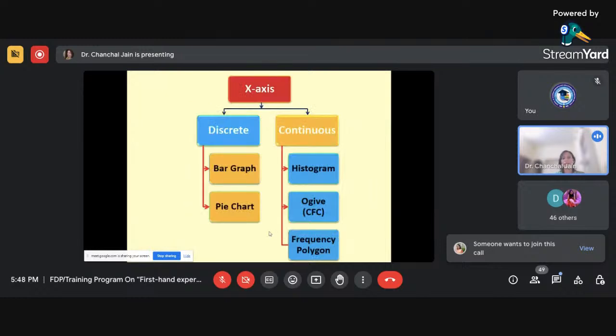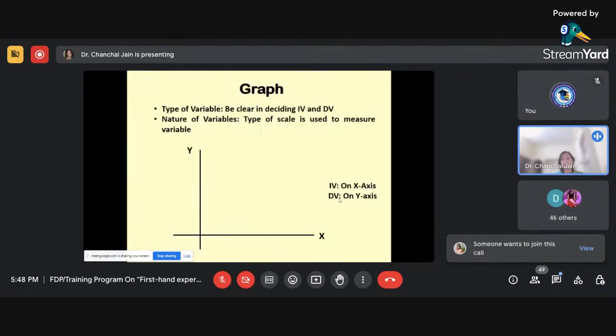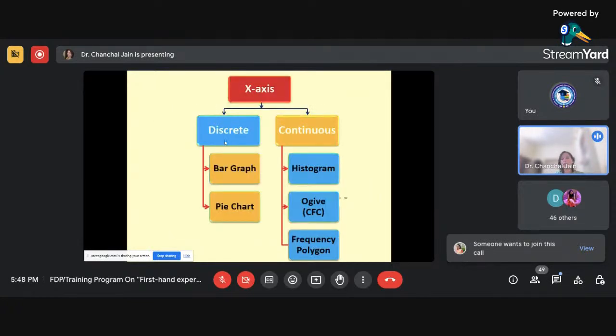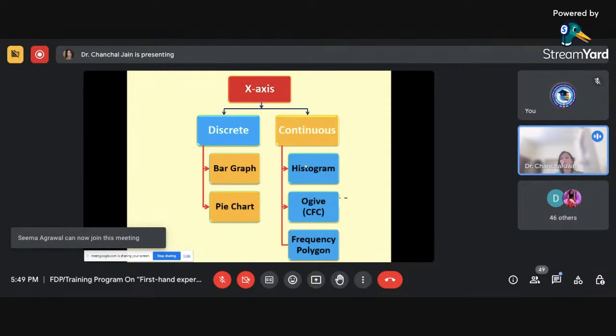Further, talking about the x-axis, meaning the independent variable, right? If your variable is discrete, in that case bar and pie I have already explained, but if your variable is continuous, you can go for a histogram, ogive, or the frequency polygon, right? So these can be the suggested graphs or charts in the case of a continuous variable.